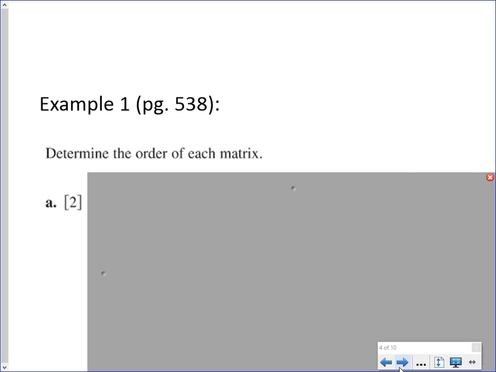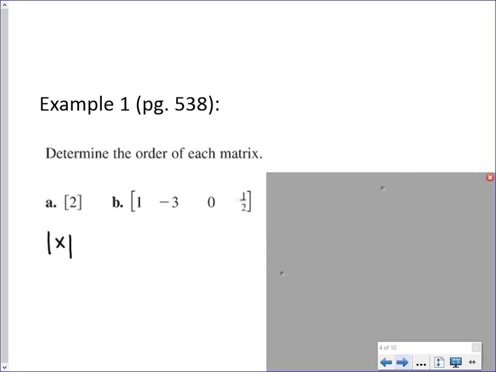So what would we say for part A, row by column? 1 by 1. That one's easy. Order, row by column. 1 row, rows are horizontal. 4 columns. 1 by 4. This has its own name. Anytime you have a single row, so a 1 by any number of columns, that's called a row matrix.